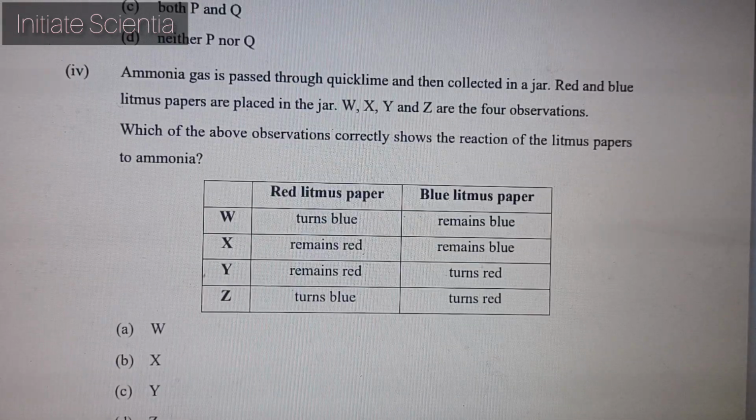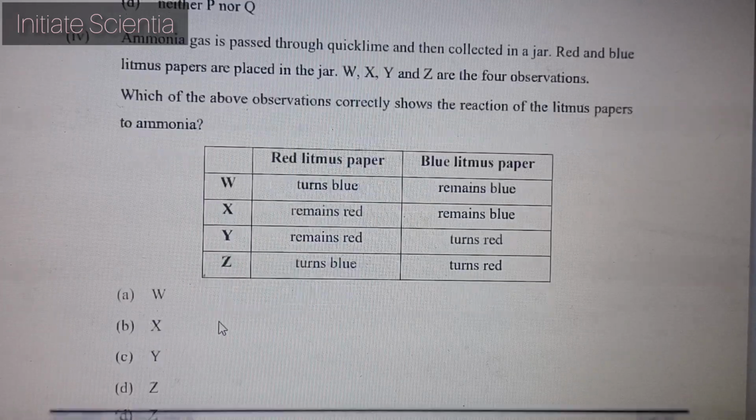Next, ammonia gas is passed through quicklime and collected in a jar. Red and blue litmus papers are placed in the jar. W, X, Y, and Z are the 4 observations. Which of the above observations correctly shows the reaction of the litmus paper to ammonia? Red litmus paper, blue litmus paper. W turns blue, remains blue. X remains red, remains blue. Y remains red, turns red. Z turns blue, turns red. The answer is W.